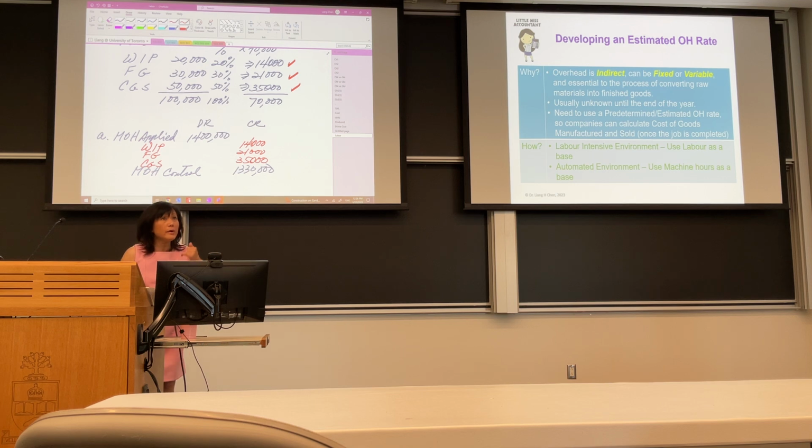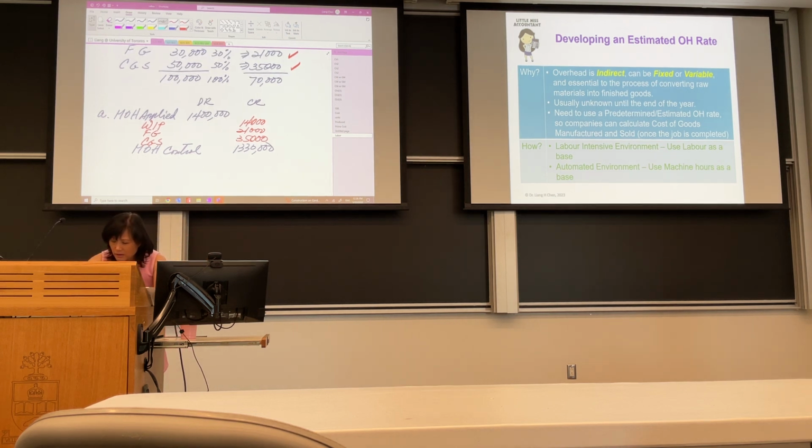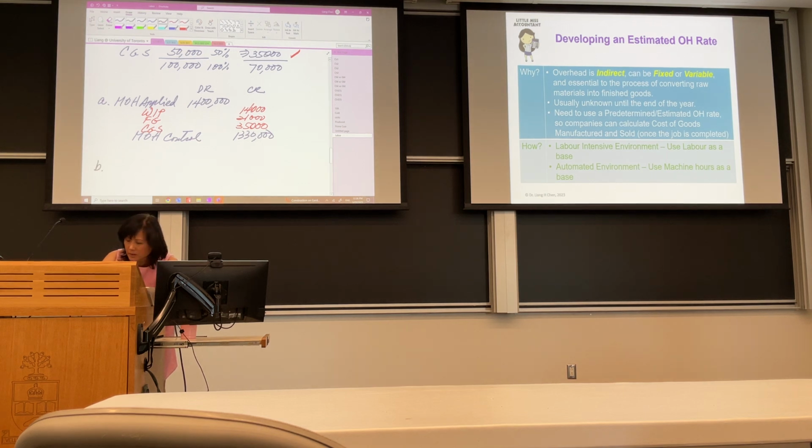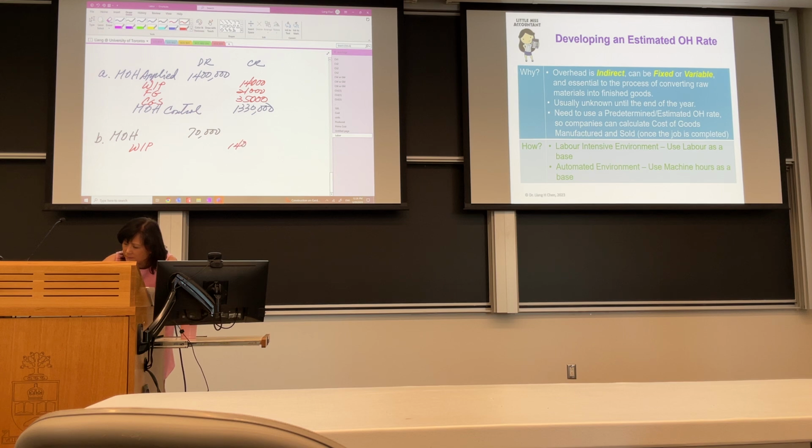Now, another way of doing it is, what if the company only uses one account, one combined account, and does not have a control and apply. Number 2 is manufacturing overhead, 70,000. Okay, work in process, 14,000. Finished goods, 21,000. Cost of goods sold.